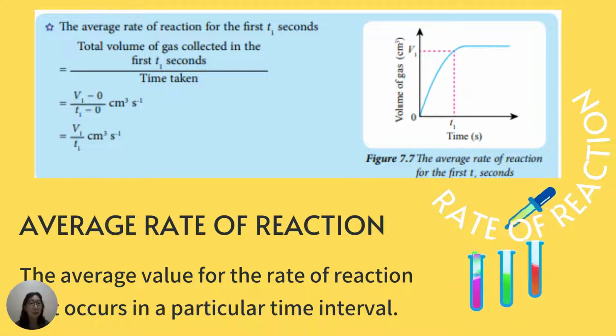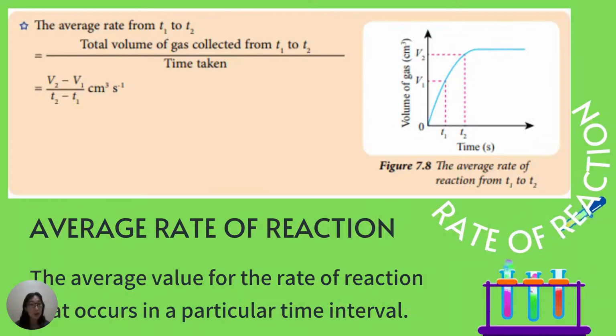The second one refers to the average rate of reaction for the first second. Here you can use the total volume of gas collected in the first T1 seconds per time taken. If you refer to Figure 7.1, for the average rate of reaction for the first T1 seconds, you can use V1 subtract 0 divided by T1 subtract 0, because you start from 0 for the first time mentioned, and the answer will be in the unit of centimeter cube per second.